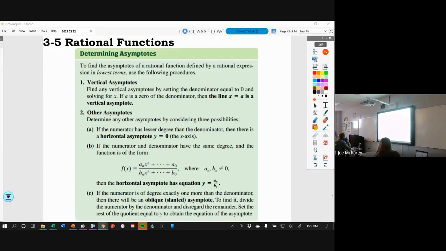However, part C, if the numerator is of degree 1 more, exactly 1 more, not more than that, exactly 1 more than the denominator, we will have an oblique or a slanted asymptote. It's going to be a line, and we will need to find the equation of that line that gives us that slant asymptote, and we'll do that by using long division.